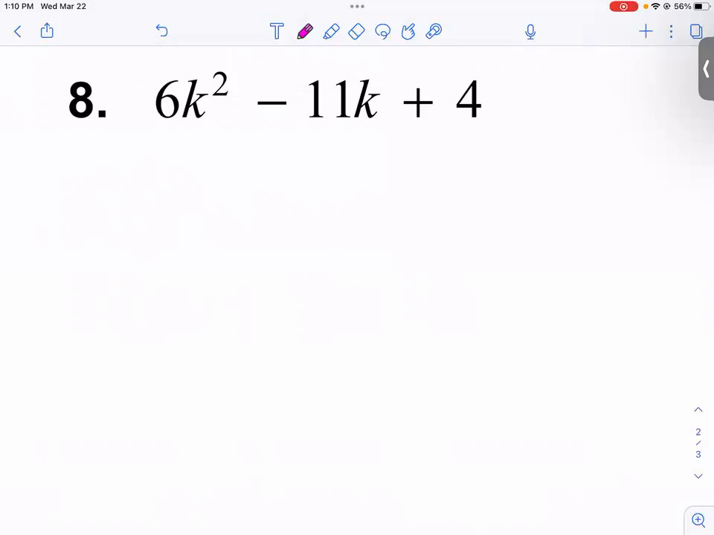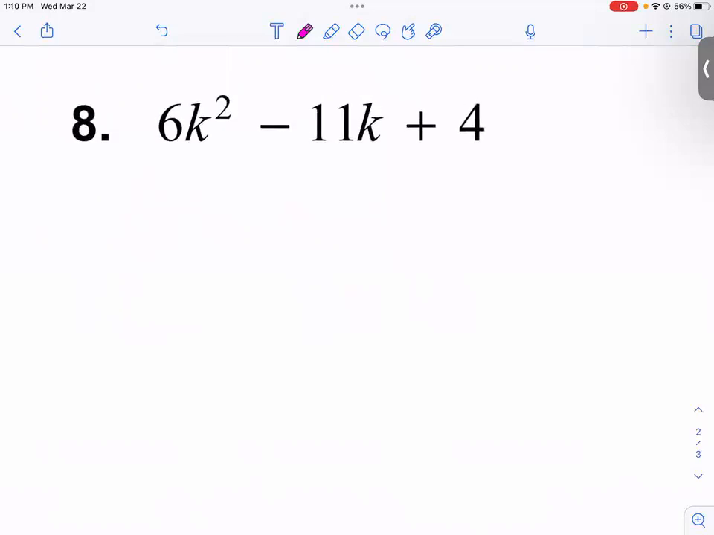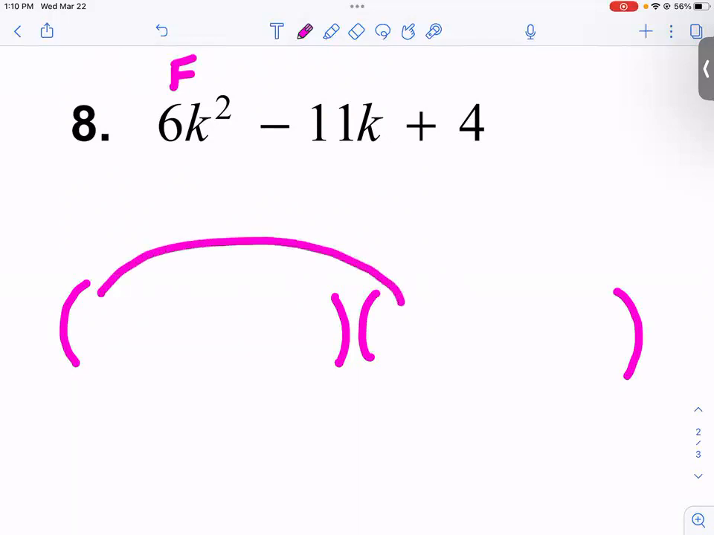Let's talk about what we know. We know that when we FOIL, this is going to be what gets us our first product. So whatever is right here and right here, we know that those two need to multiply together to be 6k squared.